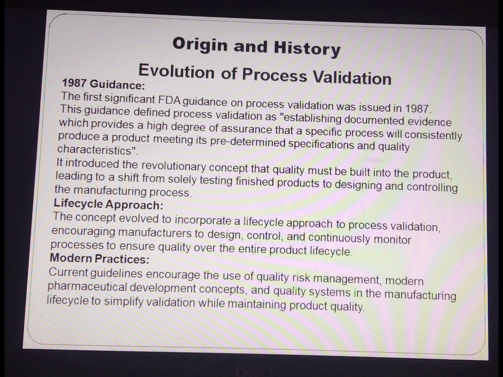Evolution of process validation. 1987 guidance. The first significant FDA guidance on process validation was issued in 1987. This guidance defined process validation as establishing documented evidence which provides a high degree of assurance that a specific process will consistently produce a product meeting its predefined specifications and quality characteristics. It introduced the revolutionary concept that quality must be built into the product, leading to a shift from solely testing finished products to designing and controlling the manufacturing process.